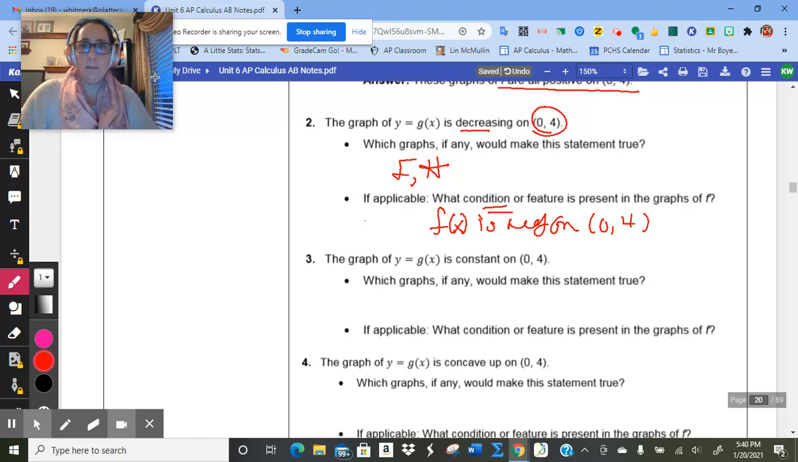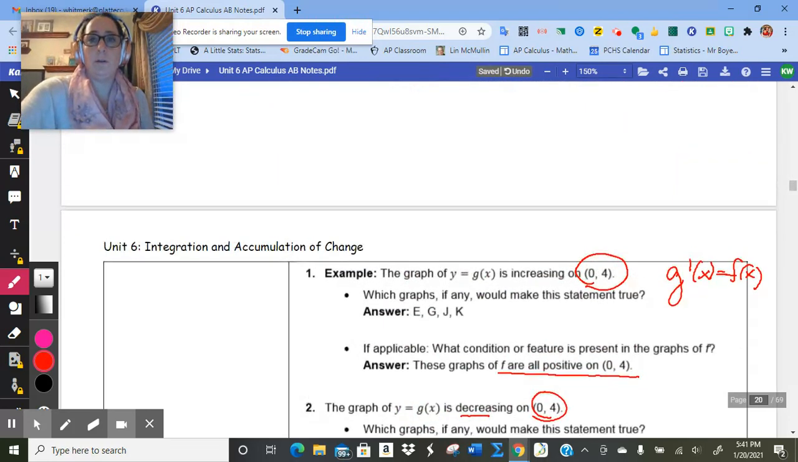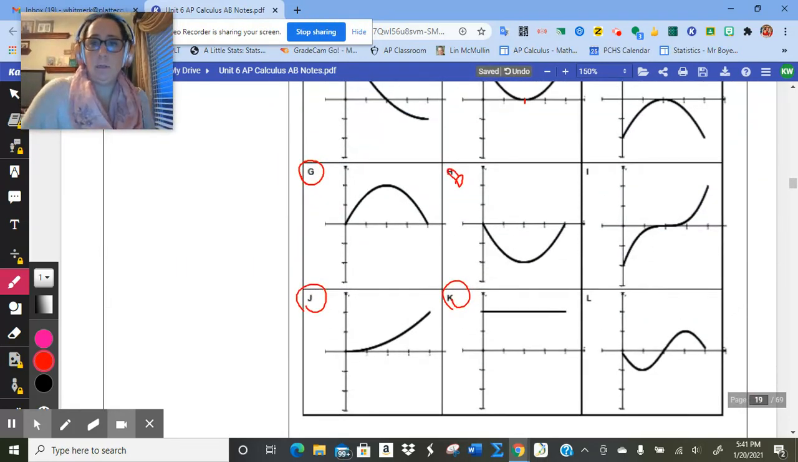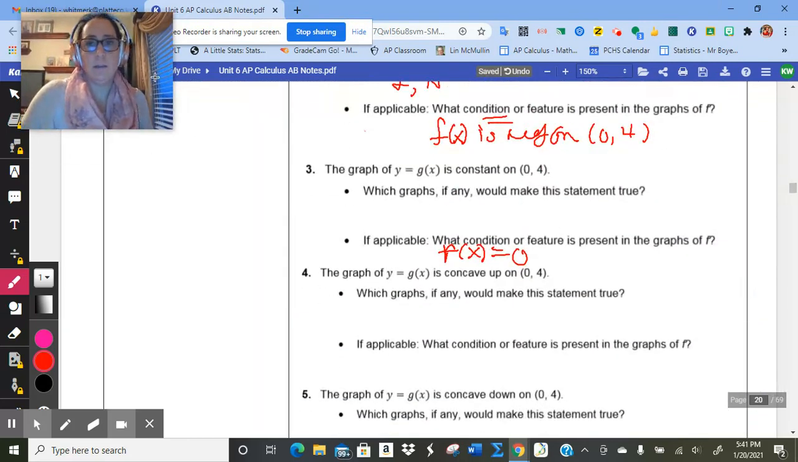Okay? So number 3. The graph of g of x is constant. Okay? So do I have a constant anywhere? Meaning that we're not increasing or decreasing. So we would be 0 on the entire interval from 0 to 4. So, man, if that line was here, that would have worked, but it's not. So I do not see that anywhere. So none of those graphs would make that statement true.